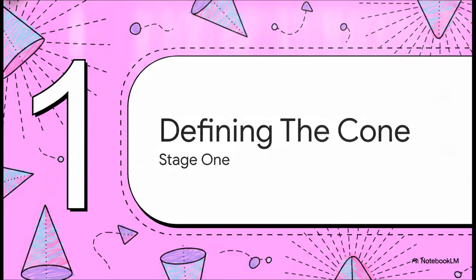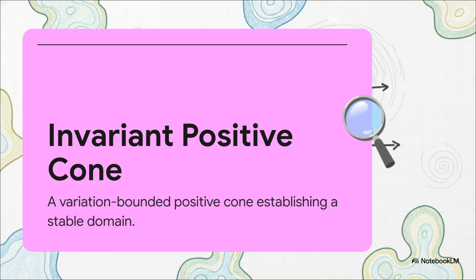Stage 1. Defining the cone. So, before we do anything else, we absolutely have to establish a stable domain for our analysis. We do this by defining what is mathematically known as an invariant positive cone. We'll just call it C for short. Now don't picture a physical traffic cone here.